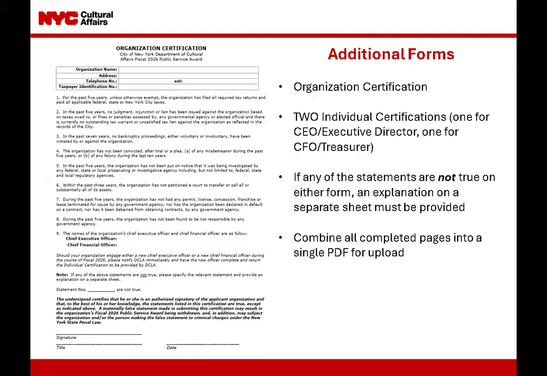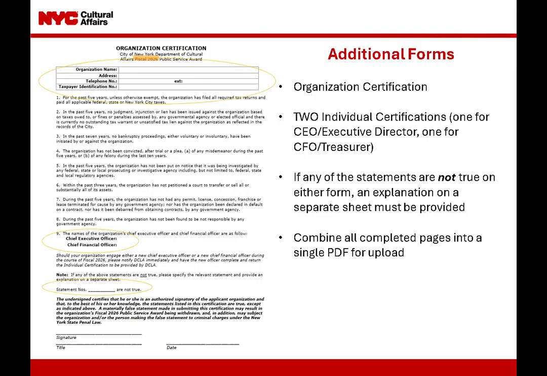In addition to the insurance requirements, you are also required to submit an organization certification and 2 individual certifications. Please make sure that the top of each is completely filled out and that you have used the form for the correct fiscal year. For the organization certification, under number 9, please include the names of your CEO or executive director and CFO or treasurer. If this is the same person, please list that person's name under each. If any of the 9 listed statements are not true, an explanation on a separate sheet must be included.